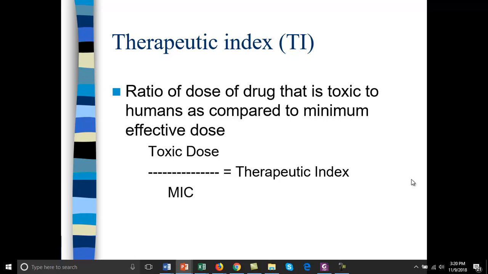If we have a high therapeutic index, then that's good. We want to make sure that the toxic dose is much higher than the dose that's going to kill bacteria. If you have a therapeutic index that's less than 1, you'll kill the patient before you kill the bacterium. So you want it to be relatively high.